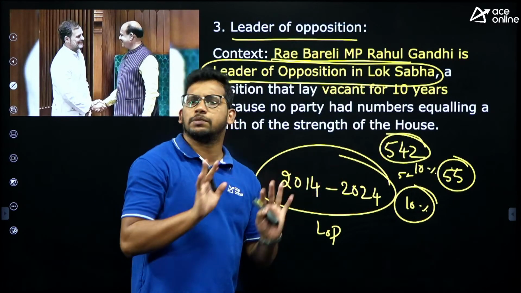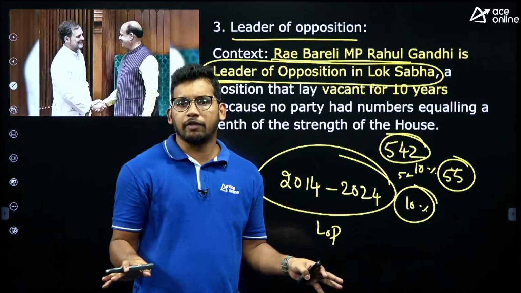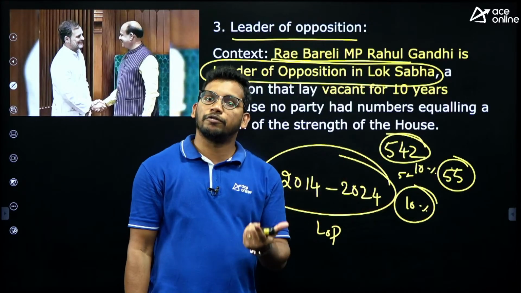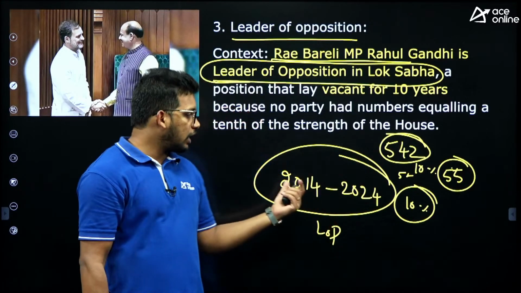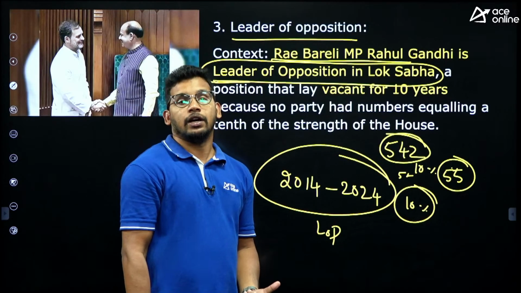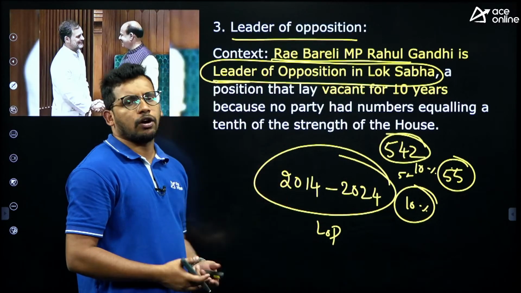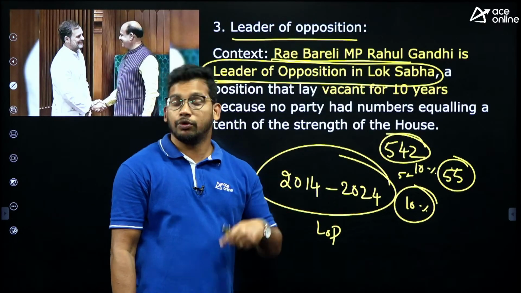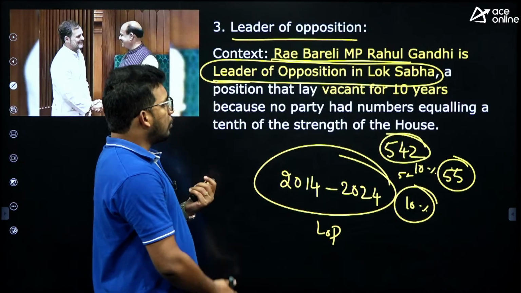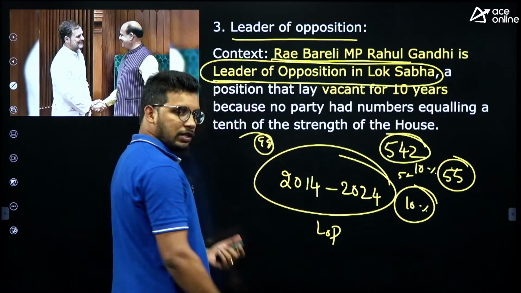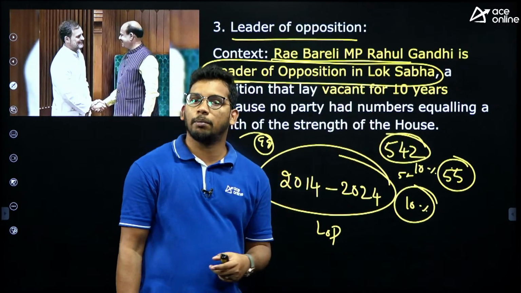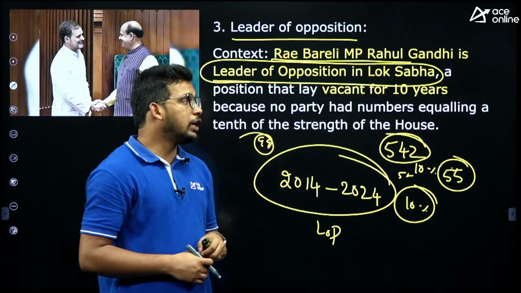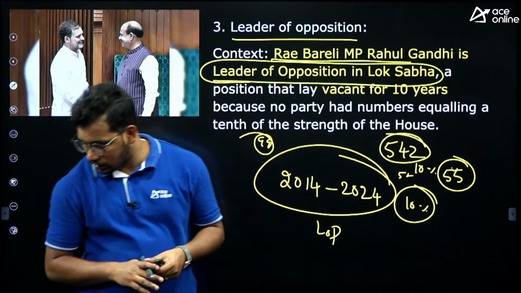Convention means that we have been following it since many years. There is no rule, there is no constitutional framework for it. But we have been following it since many years: at least 10% of total Lok Sabha seats we need to get to be recognized as leader of opposition, right? The Congress has not got this in the last 10 years. That's why this has become prominent now. You can expect a question again. Now, the party has got around 99 seats in this recent election, so they crossed this number. That's why Rahul Gandhi was elected as leader of opposition, right? So this is the context for why we are discussing this article.